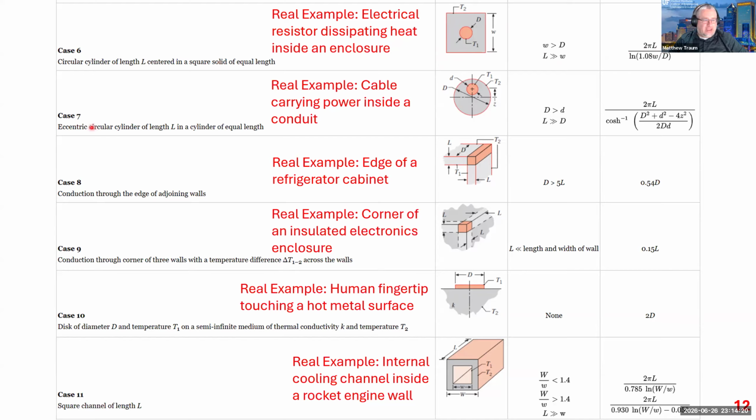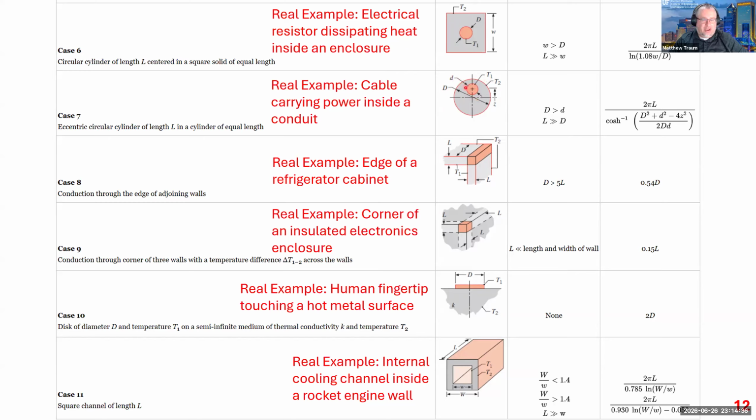Case number 7, eccentric circular cylinder of length L in a cylinder of equal length. So, right, I've got like a cable running through a conduit. The cable has electricity running through it, so it's dissipating heat. It's at constant temperature.